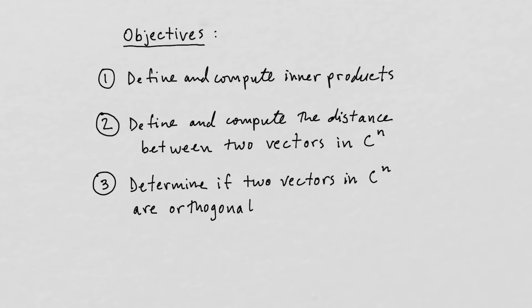In this video on inner products, we have three objectives. We're going to define and compute inner products. We're going to define and compute the distance between two vectors in Cn, the space of n-dimensional column vectors. And then we're going to determine if two vectors in Cn are orthogonal.